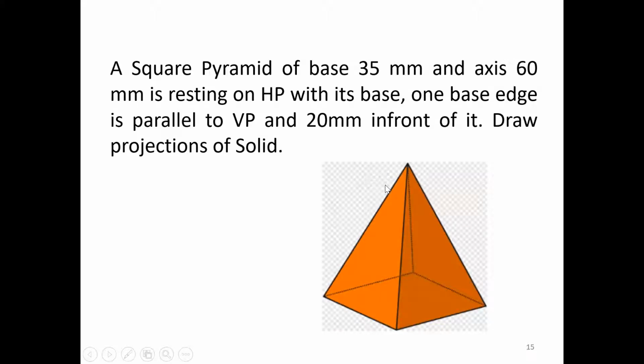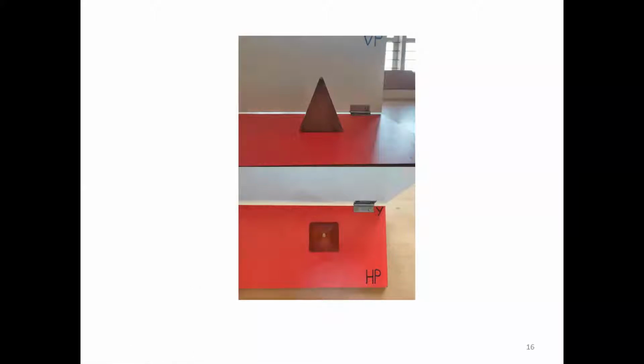Then this is our solid, square pyramid. But our condition is one base edge. Here we have 4 base edges, out of which one base edge, each base edge having 35 mm, is parallel to VP and 20 mm in front, which is visible in the top view. Then this is the arrangement. This is the first problem. That's why I'm showing how it is in the first quadrant.